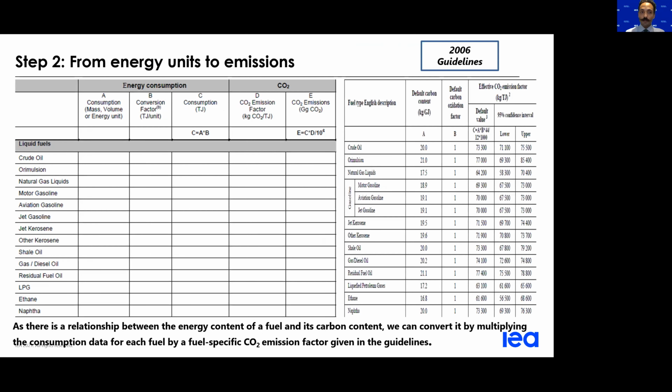The second step is to convert the energy units into emissions. Again, this is simply done by multiplying the energy consumption by the default emission factors provided in the guidelines. You can see these fuel-specific default factors in the table on the right, and you can input them in column D, and column E would be just a simple multiplication and a unit conversion to have the CO2 emissions from combustion of each fuel. And at the end, you just sum over all fuels and all the sectors to come up with the country totals.